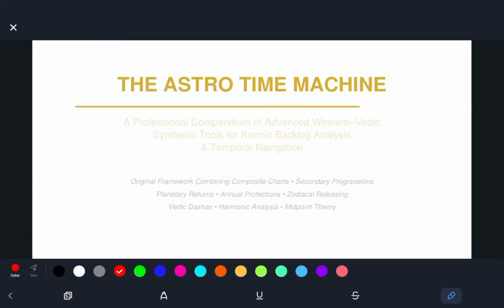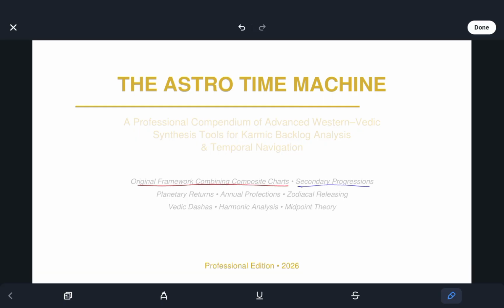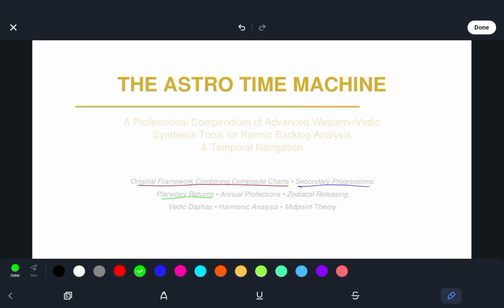This is a professional compendium of advanced Western Vedic synthesis tools for karmic backlog analysis and temporal navigation. In this video, we're going to look at an original framework, combining composite charts, secondary progressions, planetary returns, annual profections, zodiacal releasing, Vedic dashas, harmonic analysis, as well as midpoint theory.